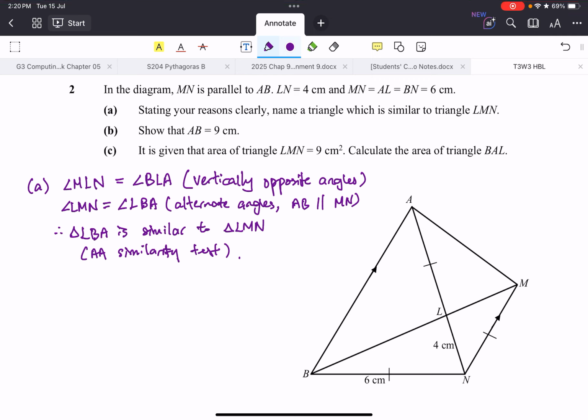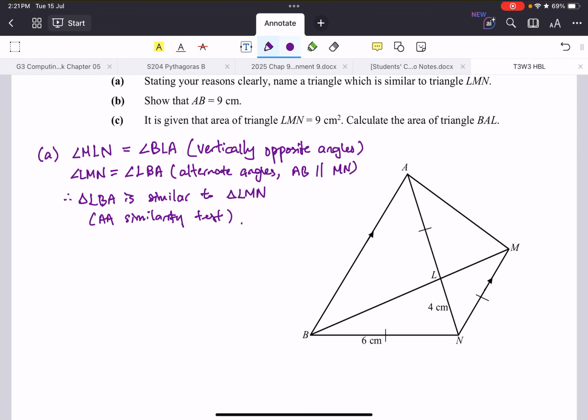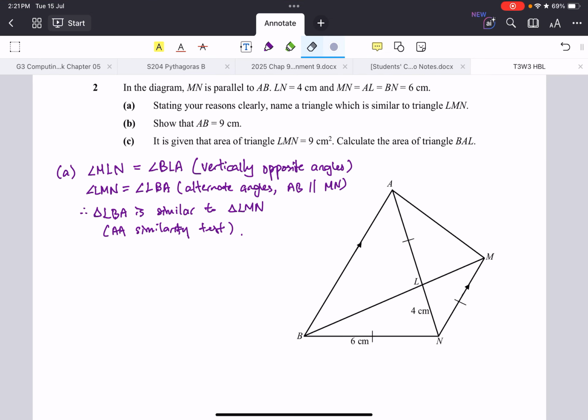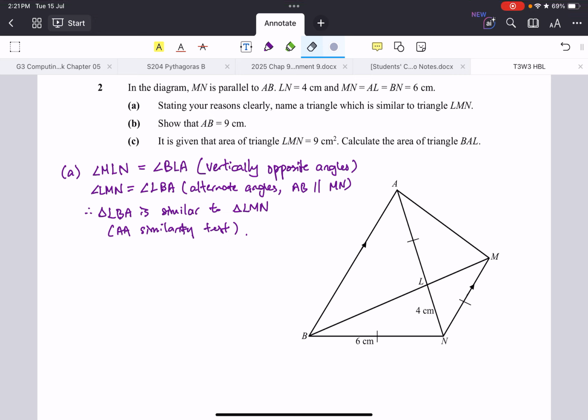So part B, we want to show that AB equals to 9. So, well, what we can do is just by some comparison, because they are similar triangles. Right, we know that AB over MN is going to be equals to AL over NL, so we had the length over there.